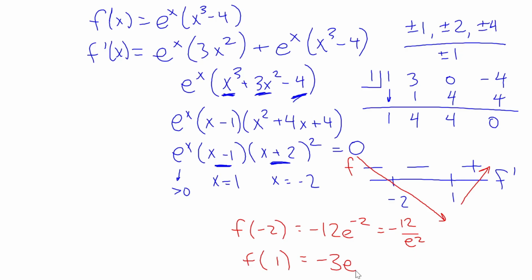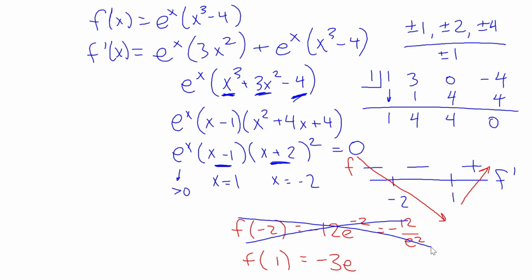And I'm not actually sure there's a reason for me to actually find this. I didn't really need this value. I forgot that we didn't actually have a minimum or a maximum at negative 2, so we're not really going to plot that point. If you want to plot the point negative 12 over e squared, go ahead. But it's not a min or a max.